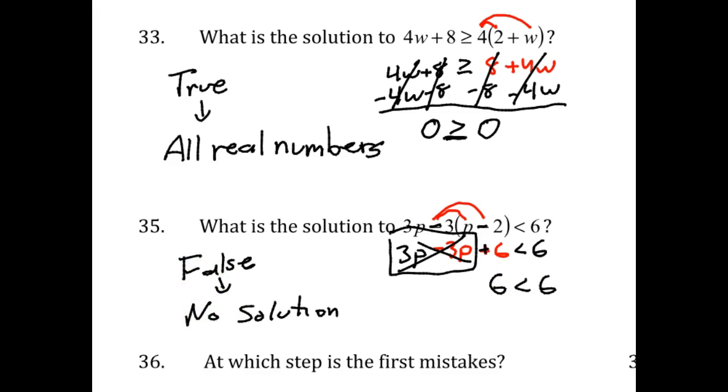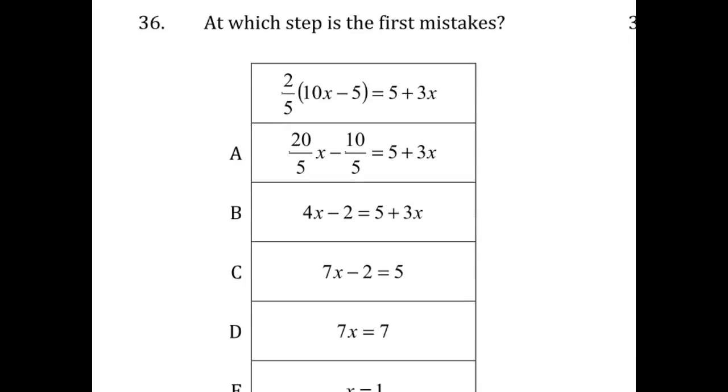Okay. Let's look at 36. Where's the first mistake? It does say first, so that means there could be multiple mistakes, and you have to find out where the first one is. So let's just go through it. Again, you can multiply on top. 2 times 10 is 20, and we have 20 over 5. That's good so far. 2 times 5 is negative 10, and we'll have over 5. So this one is good. 20 divided by 5 is 4, so that's correct. 10 divided by 5 is 2, and we have the minus, so that's correct.